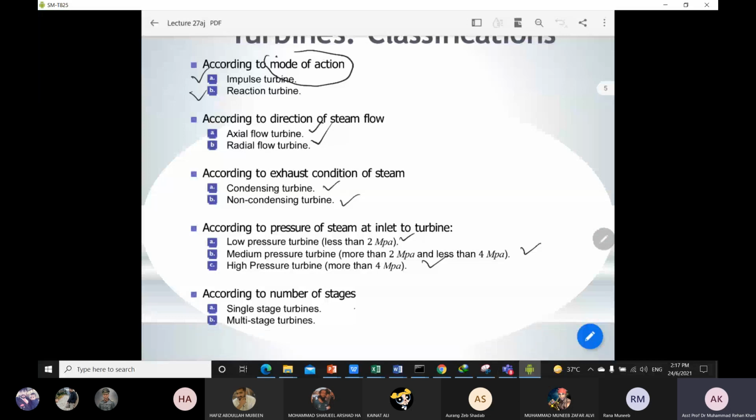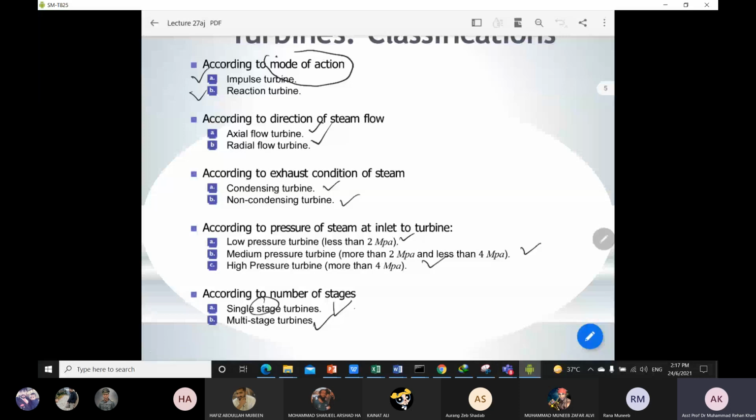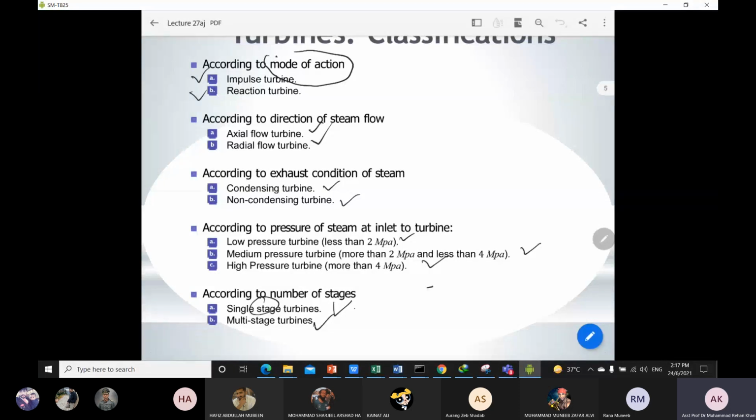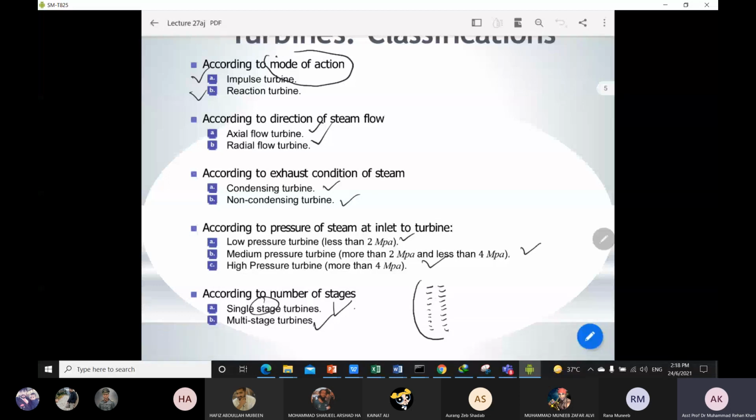And according to the number of stages, we have single-stage and multi-stage turbines. I hope you already know what a stage is. A stage means, for example, if you have a set of stationary blades and then one set of moving blades, collectively this whole set is called a stage.